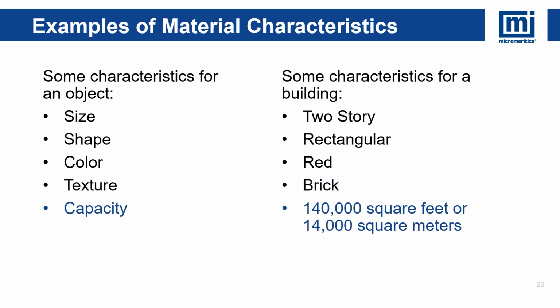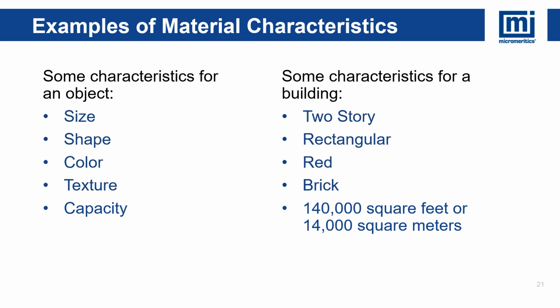And when we look at the usefulness of a building, often we want to know how much space is available inside it. We want to know its capacity. We might describe that as being 140,000 square feet, for example, which would be about 14,000 square meters.